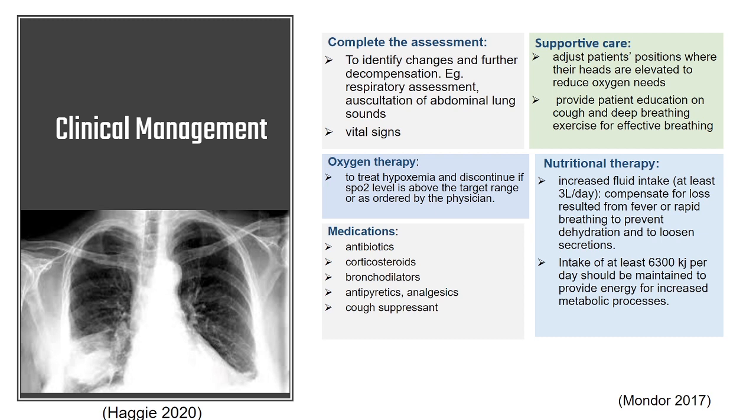Nutritional therapy is also one of the strategies that can be used for patients with pneumonia. The first one is fluid management, which is to encourage patients to drink at least 3 liters per day for the compensation of fluid and electrolyte loss. As a result, it can prevent patients from getting dehydrated and also loosen the secretions that are sticky, so it's easier for the patients to cough up.